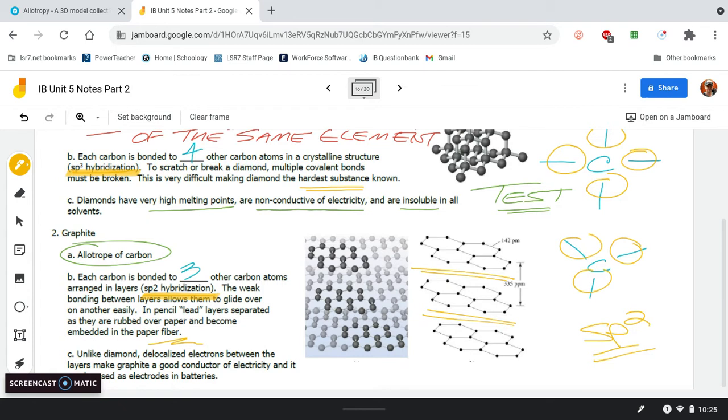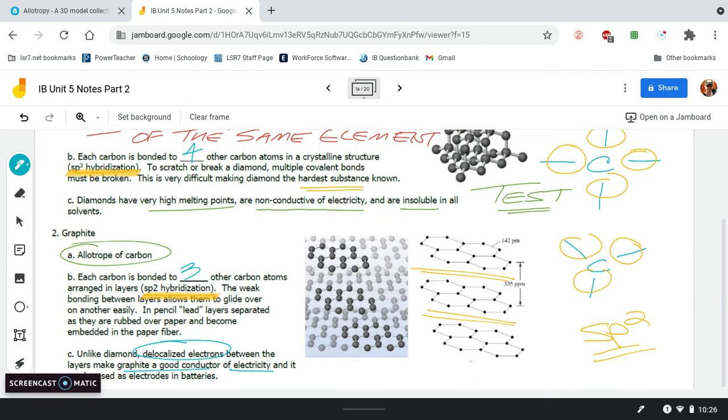So here we go. Unlike a diamond, there are delocalized electrons. There's that word again. Unlike a diamond, the electrons are able to move around in the graphite. They've got the delocalized electrons, and so graphite's actually a good conductor of electricity. You use it in batteries. It's softer, but it's a good conductor of electricity.